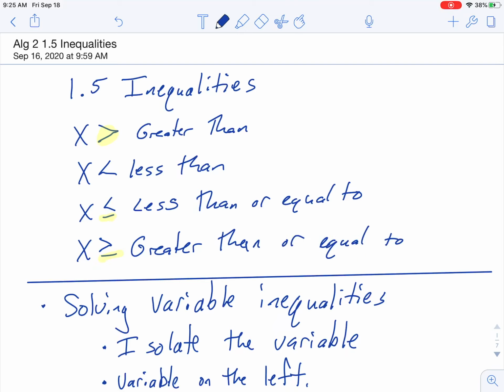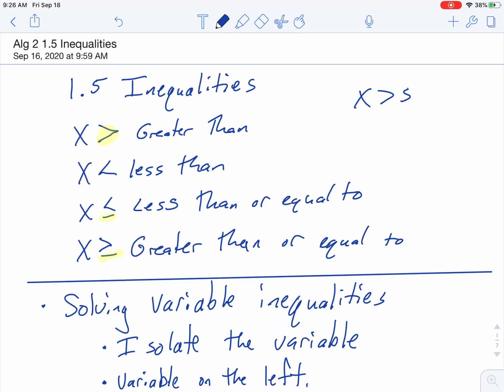A lot of people just think, oh, the mouth eats whatever's bigger. When you were a kid and you were just looking at numbers like 5 and 3, you're thinking, oh, the mouth eats the bigger one. But when there's a variable there, the variable could fulfill the inequality or it could not fulfill the inequality.